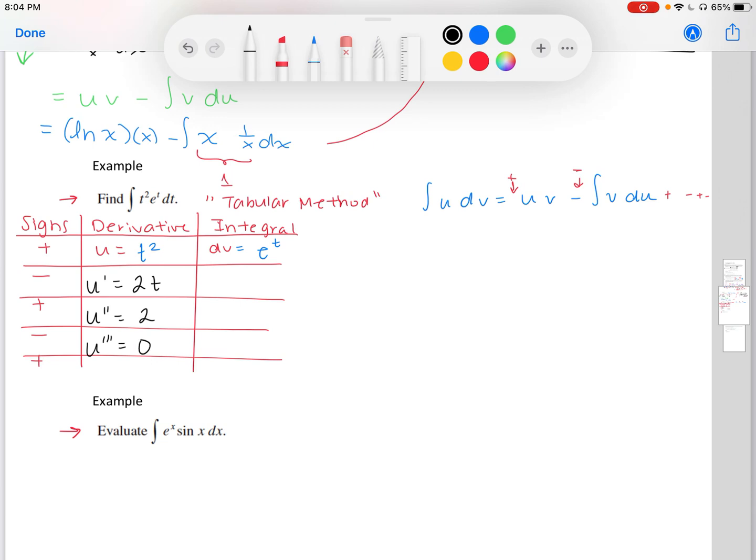Now let's work with the integrals. With the integrals, you want to pick something that's going to go by in circles or never ending or more complicated. So we have e to the t. Our first integral is going to give us e to the t. Our second integral, e to the t. Third integral, e to the t.